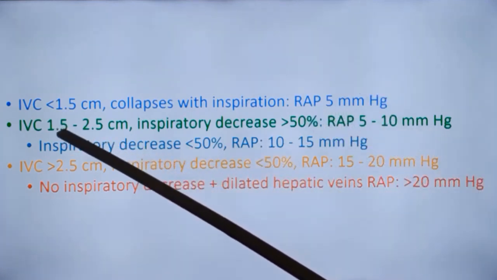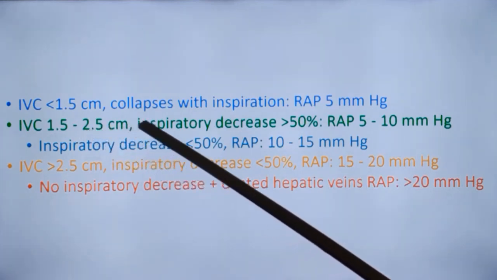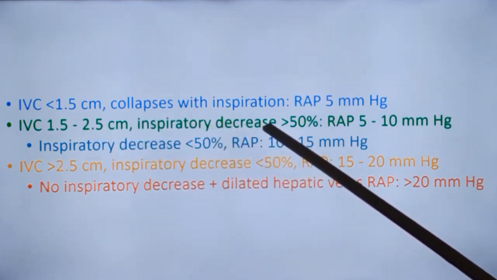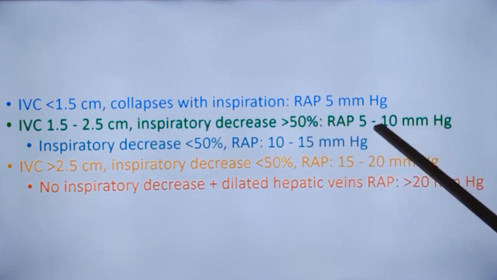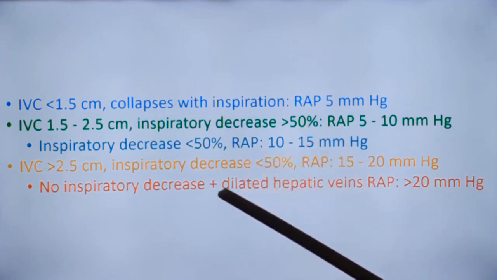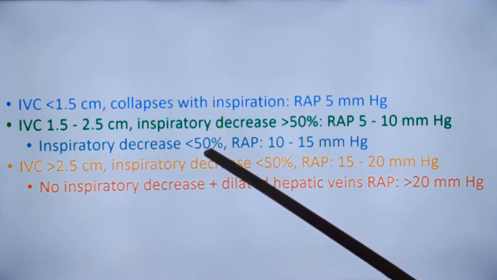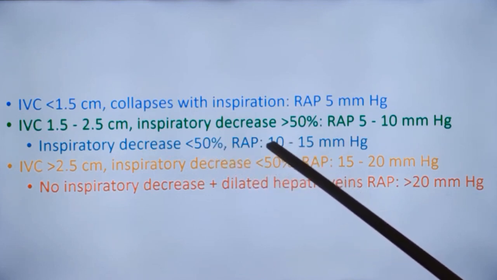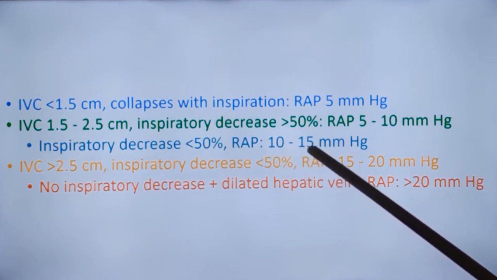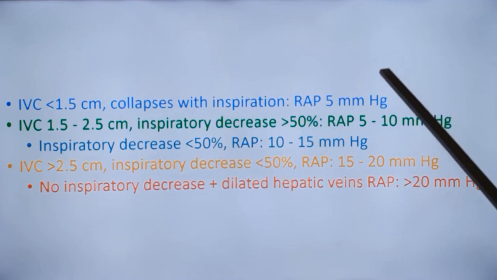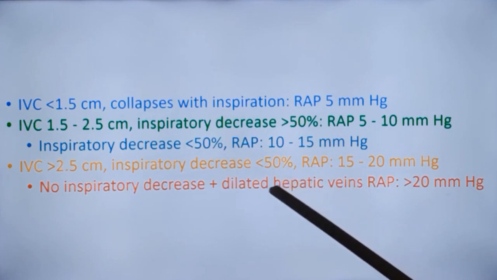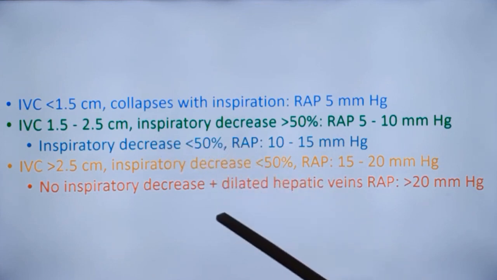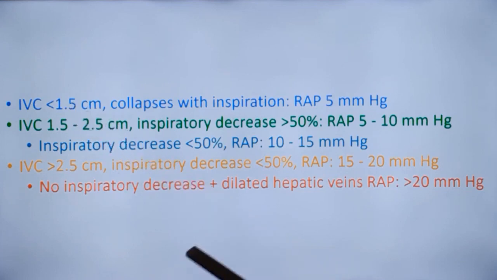A normal IVC, 1.5 to 2.5 centimeter, with an inspiratory decrease in diameter more than 50%, the right atrial pressure is in the range of 5 to 10 millimeters of mercury. When the inspiratory decrease is less than 50%, that is part of the plethora criteria, right atrial pressure is taken as 10 to 15 millimeters of mercury. So if the observed tricuspid regurgitation jet velocity is 40, then you'll have to add slightly higher when the inspiratory decrease is less than 50%, even if the IVC size is apparently normal.